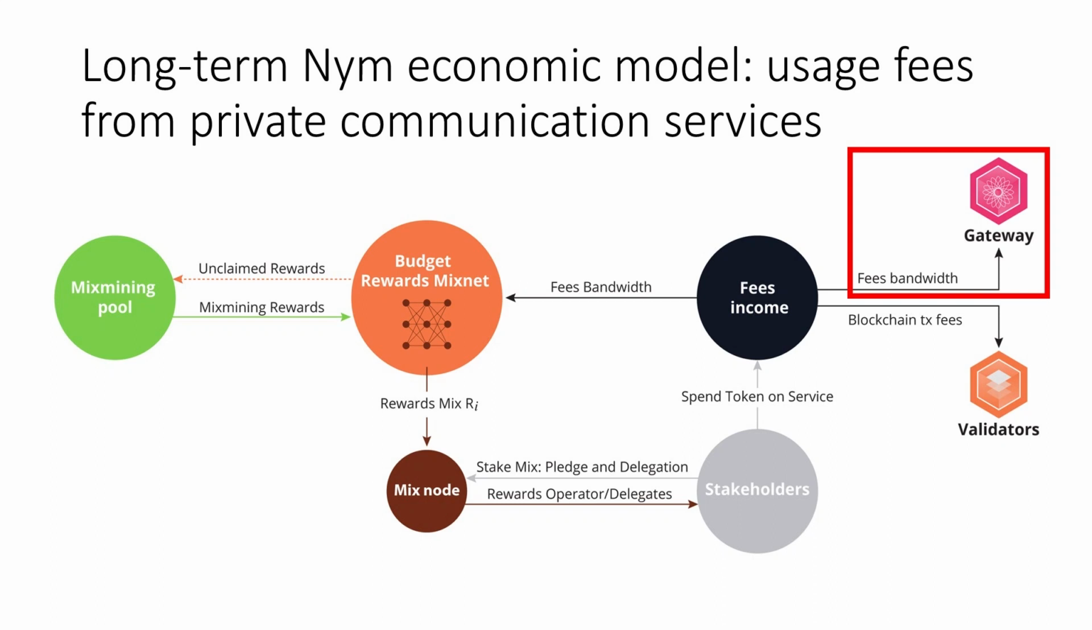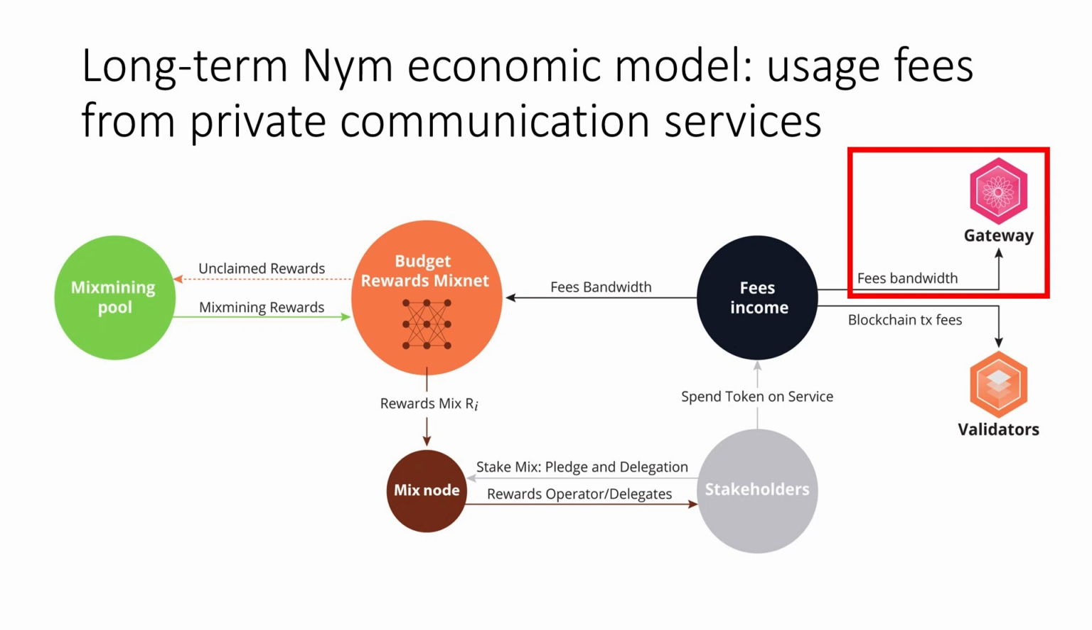Now, this budget then has to be distributed amongst the different mix nodes, right? So mix nodes that did the work to provide the service will get paid for their work, so they will receive rewards from this budget, and then these rewards will be split between the operator of the node and the delegates that supported the node with their stake.